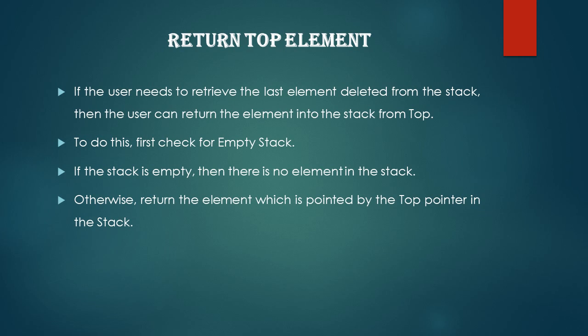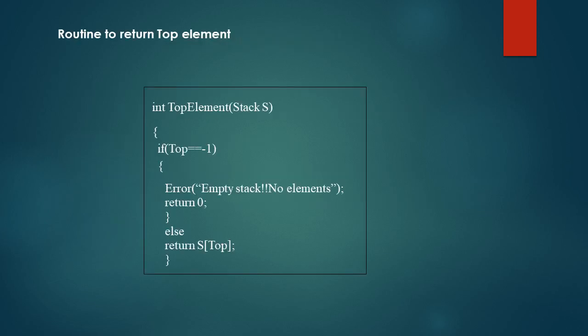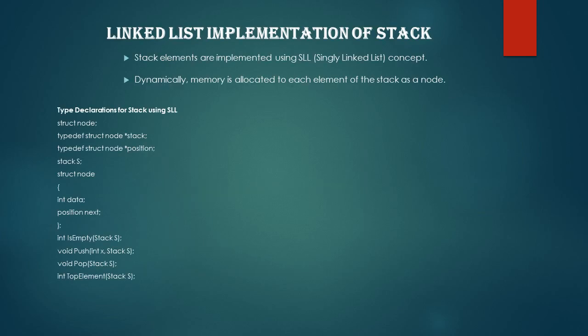If the stack is empty, then there is no element in the stack. Otherwise, return the element which is pointed by the top pointer in the stack. Routine to return top element: int top element stack; if top is equal to -1, error, empty stack, no elements, and return the value 0. Else, return stack[top].